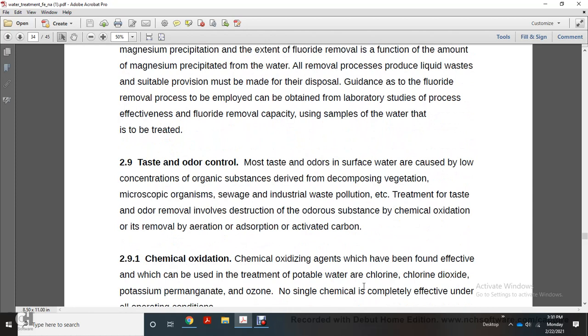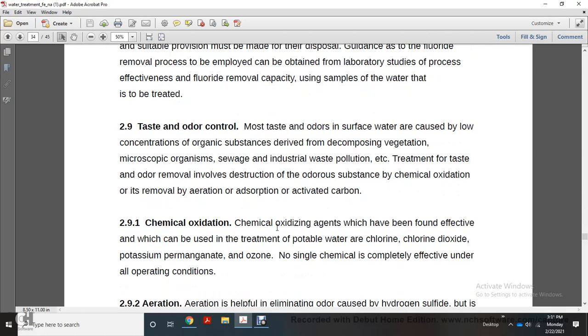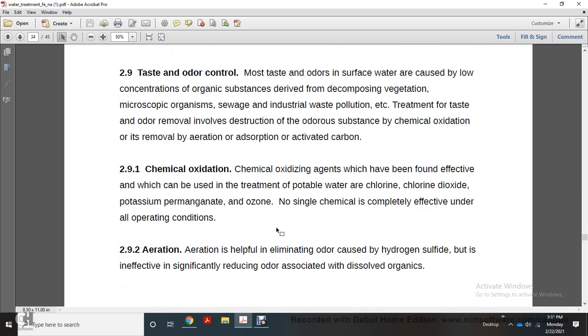Taste and odor control. Most taste and odor problems in surface waters are caused by low concentrations of organic substances derived from decomposing vegetation, microscopic organisms, sewage, industrial waste, pollution, etc. Treatment for taste and odor removal involves the destruction of the odor substance by chemical oxidation, removal by aeration, or adsorption on activated carbon. Chemical oxidizing agents which can be used in the treatment of potable water are chlorine, chlorine dioxide, potassium permanganate, and ozone.